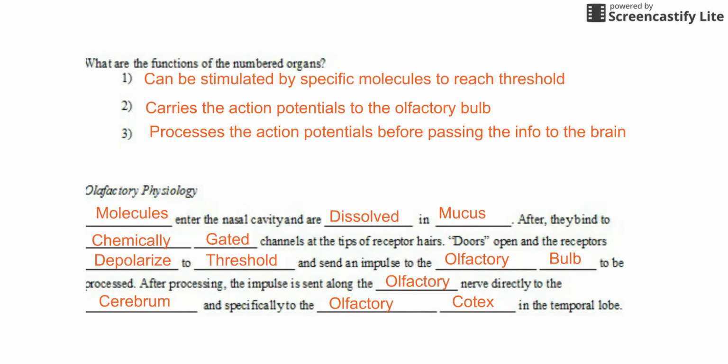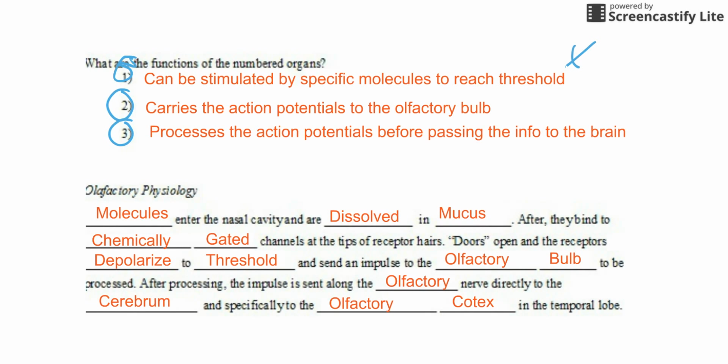So in terms of what those structures actually do, we kind of ran through it already, but we'll make sure you see it here. So the first one, the receptor hairs can actually be stimulated by specific molecules to reach threshold. So that's where they're excitable. They can actually send signals to the brain about what we're smelling. Okay. The second one on here, the nerve fibers, they just carry the action potentials to the olfactory bulb. Okay. And then in the olfactory bulb, as we mentioned, we do some processing of action potentials before passing the info to the brain. All right.